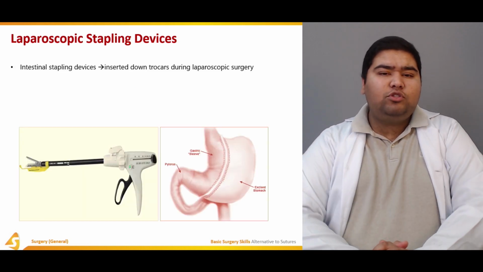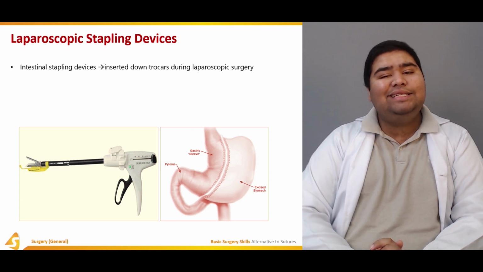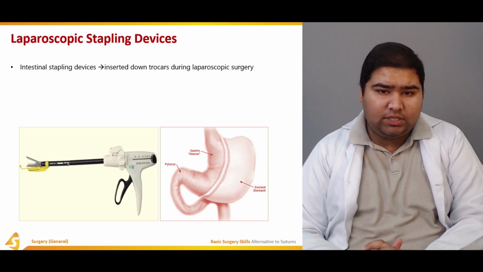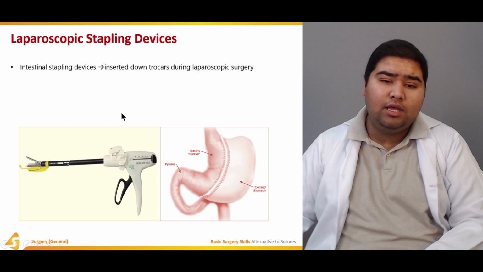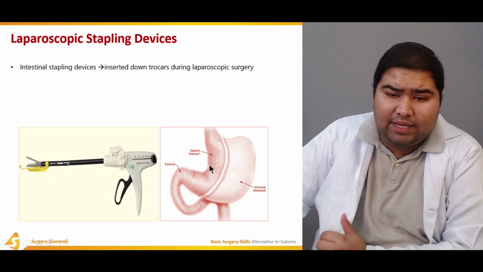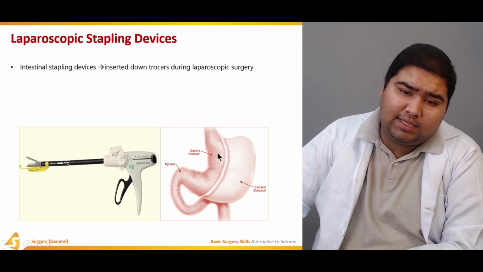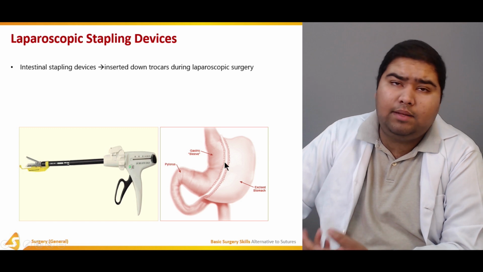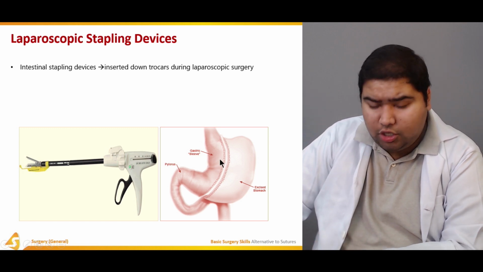Talking of the laparoscopic stapling devices, which were seen in the previous figure, the intestinal stapling devices are very important. They are inserted down the trocars during the laparoscopic surgery. So this is what they look like. This is a laparoscopic stapling device, and they're used in gastric procedures. This is a gastric sleeve procedure, a bariatric surgery, and this is how the device has been used.